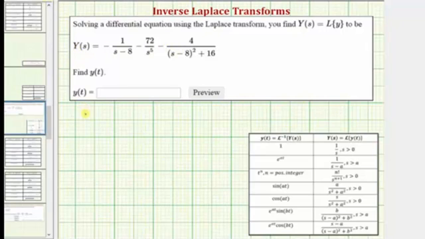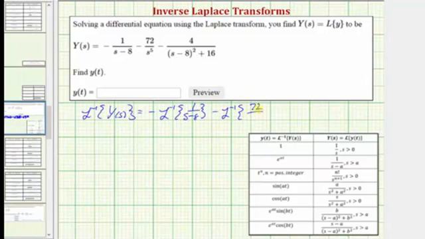equation. So we'd have the inverse Laplace transform of big Y of s equals, let's write this first Laplace transform as the opposite of the inverse Laplace transform of 1 divided by the quantity s minus 8, and then minus the inverse Laplace transform of 72 divided by s to the fifth, minus the inverse Laplace transform of 4 divided by the quantity s minus 8 squared plus 16.